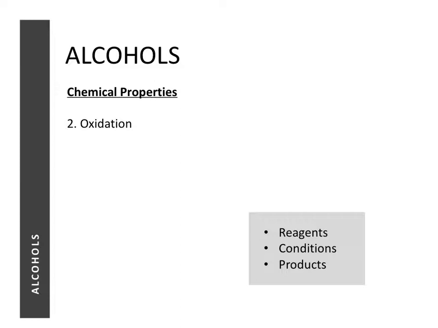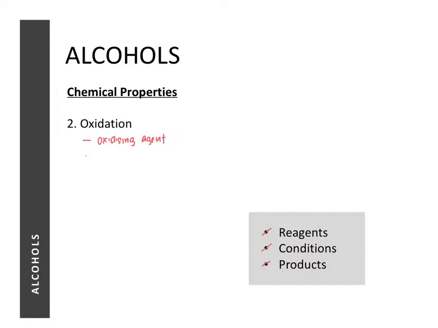Alright, so for a reaction, we always need to think of three things: reagent, conditions, and products. Alright, so now we have learned redox. So in order to oxidize an alcohol, what can we use? What can we use to oxidize something? Obviously, many of y'all can recall an oxidizing agent. So we need to add an oxidizing agent as a reagent. Now, what are the common oxidizing agents that you have learned?